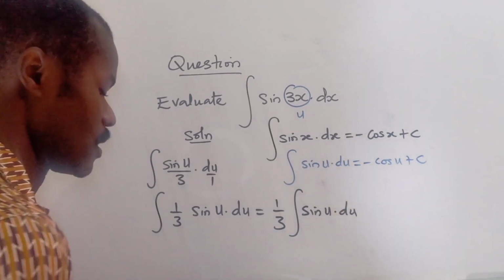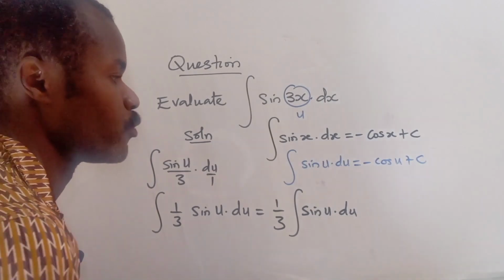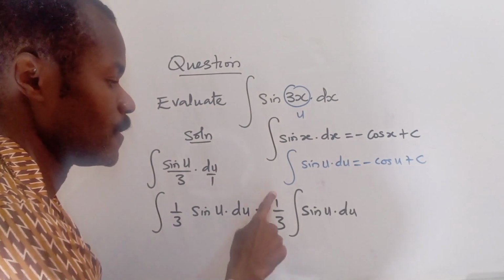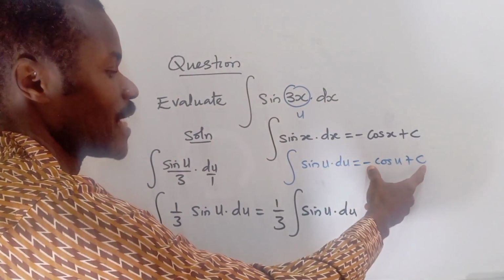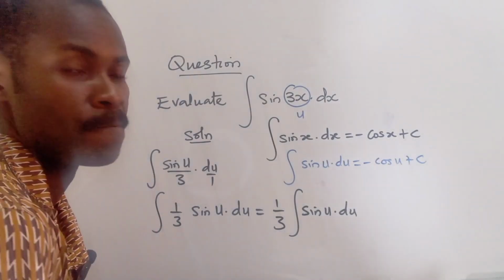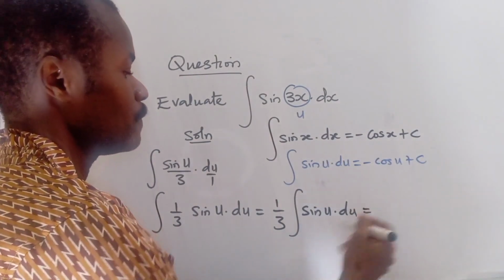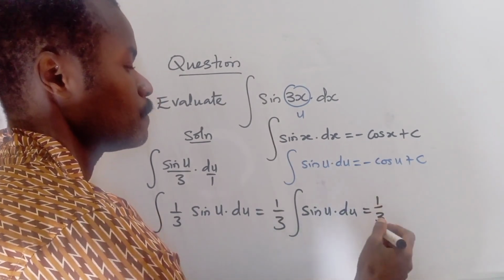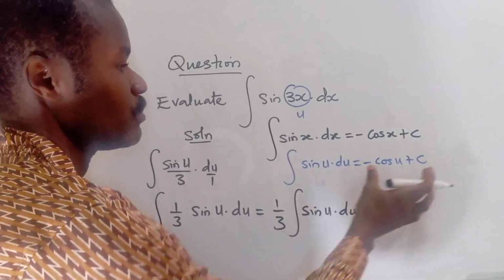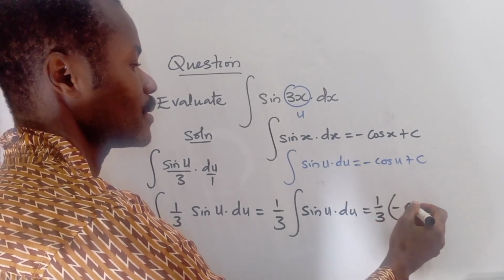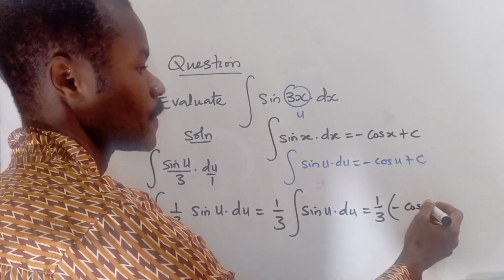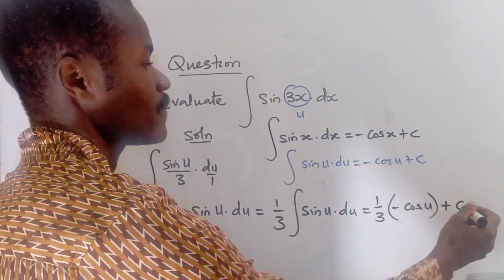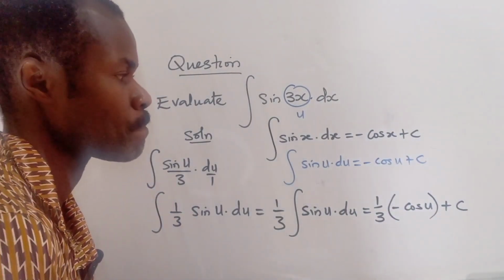Now, what can you realize? You can realize that we'll be able to integrate this, attaching this to this. That will give us 1/3 multiplied by, remember, the integral of sine u is minus cos u, plus C.